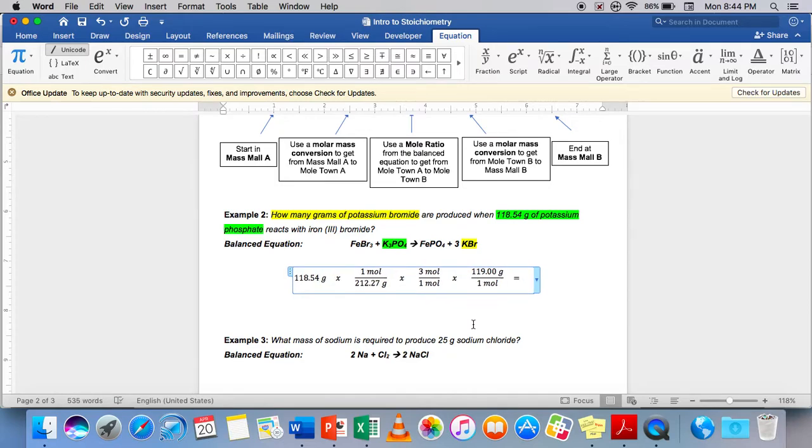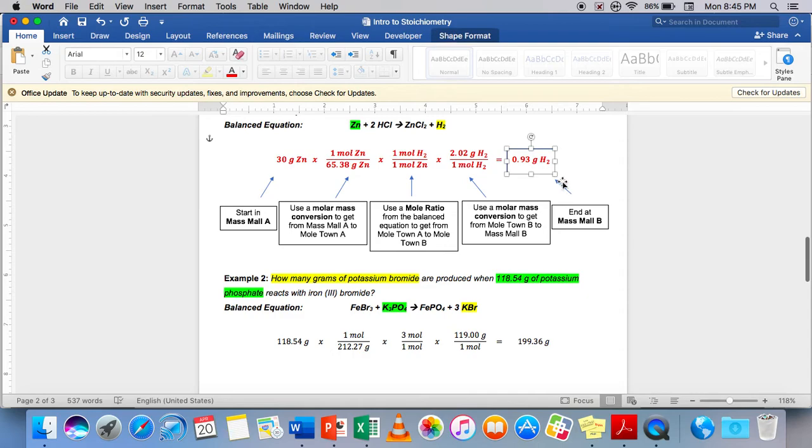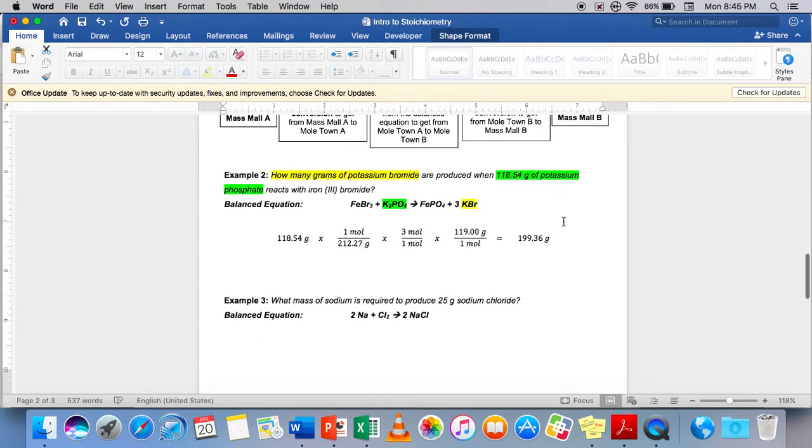Once we do that, we can do the math. So in our calculator, 118.54 divided by 212.27 times 3 times 119.00. When you put that in your calculator, you should get 199.36 grams. So that is how many grams of potassium bromide are produced when 118.54 grams of potassium phosphate reacts. And I'm going to copy my answer box, and I'm going to insert it here so we know exactly what my answer is.